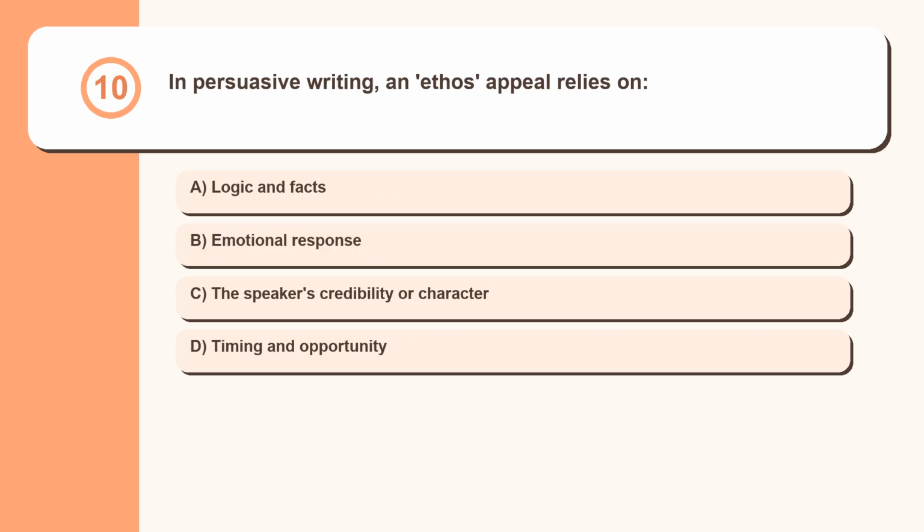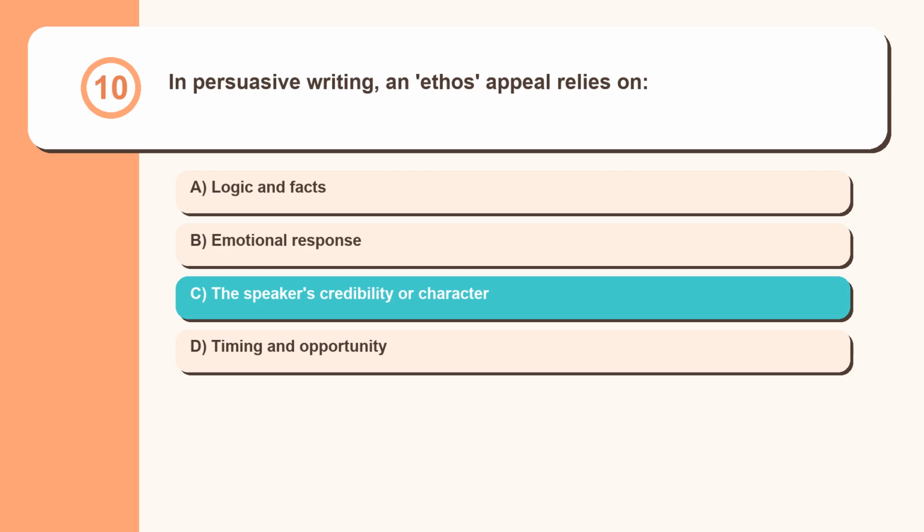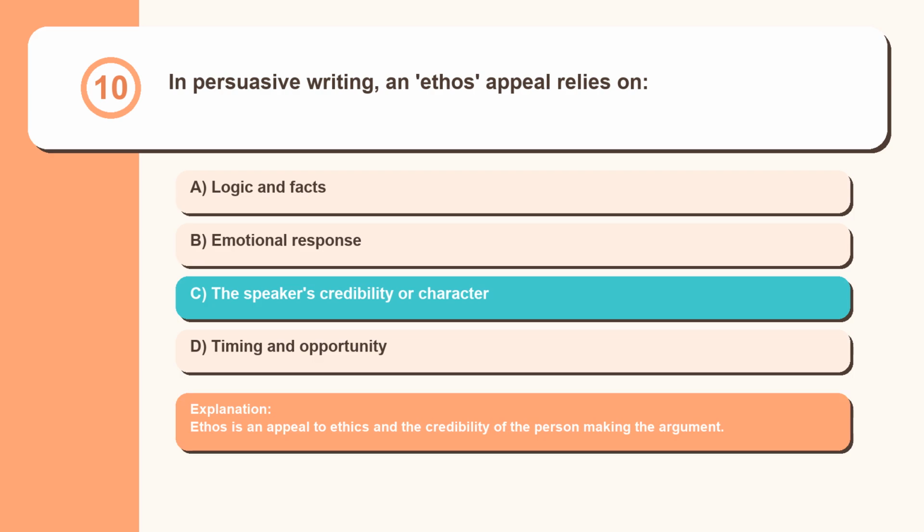Question 10. In persuasive writing, an ethos appeal relies on logic and facts, emotional response, the speaker's credibility or character, timing and opportunity. Ethos is an appeal to ethics and the credibility of the person making the argument.